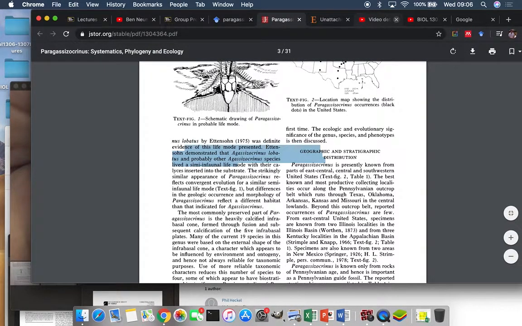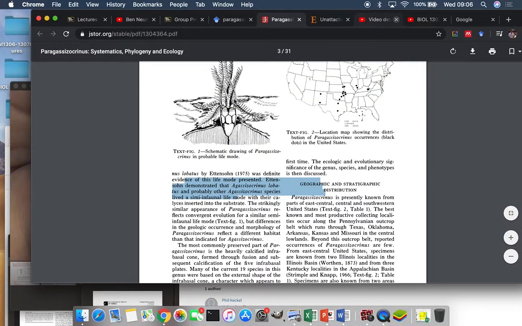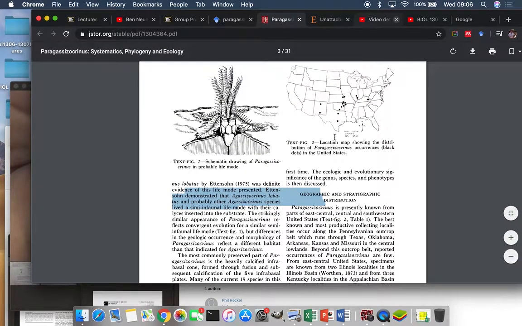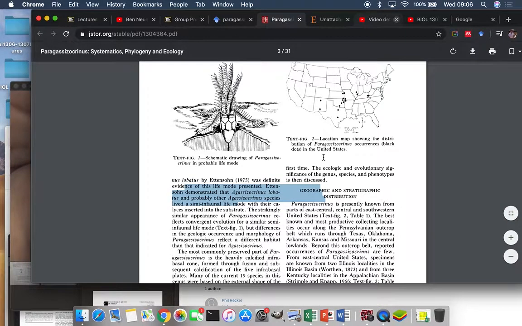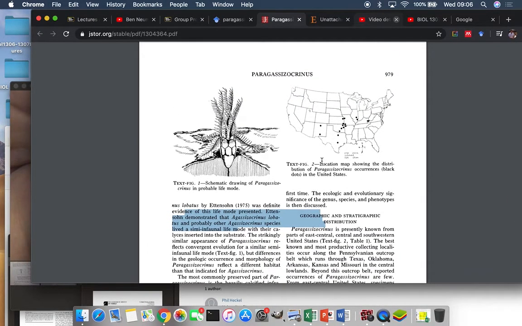Semi-infaunal means about halfway buried, and so there you go. That's exactly what we've got. And you've got a neat little location map showing, okay, this is where all the Paragaricocrinus occurs in the United States. Interesting thing, the time when Paragaricocrinus lived, the equator ran right from about here, from the southern tip of Texas right up through the top corner of Pennsylvania.